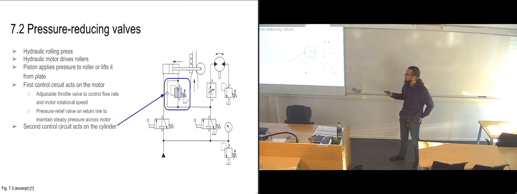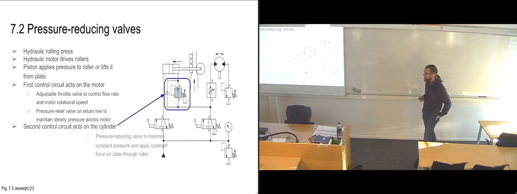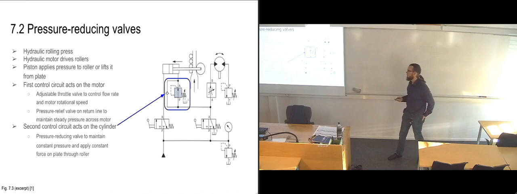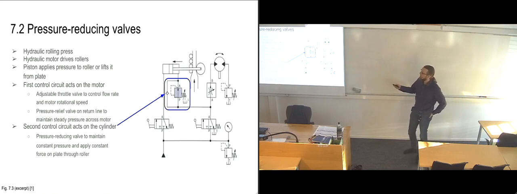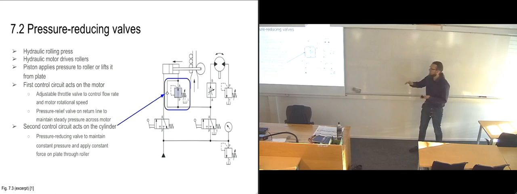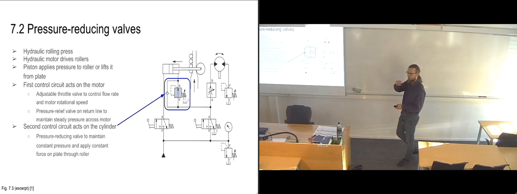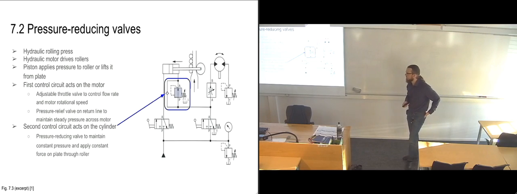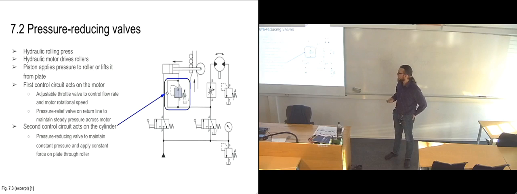And then we have a control circuit which acts on the cylinder. And here we have a pressure reducing valve. We use the pressure reducing valve to make sure that we are maintaining the correct amount of pressure, because we want this one to be pushing with a certain amount of force on this plate at all times. And we want the plate that is coming out at the top here to be nice and even. So we don't want it to be suddenly thinner in some parts and thicker in other parts, which would happen unless we regulated to a constant pressure there.